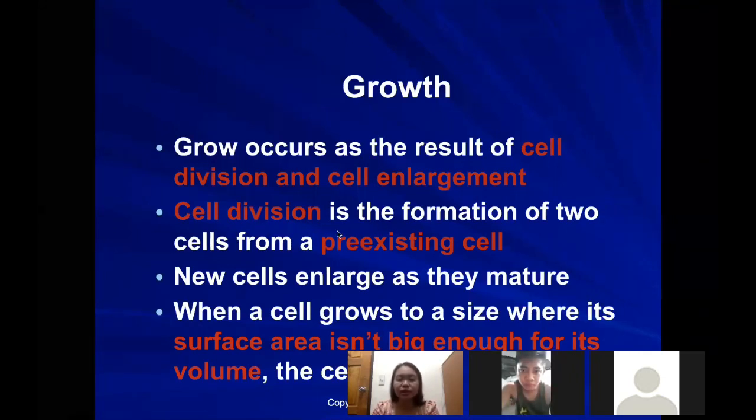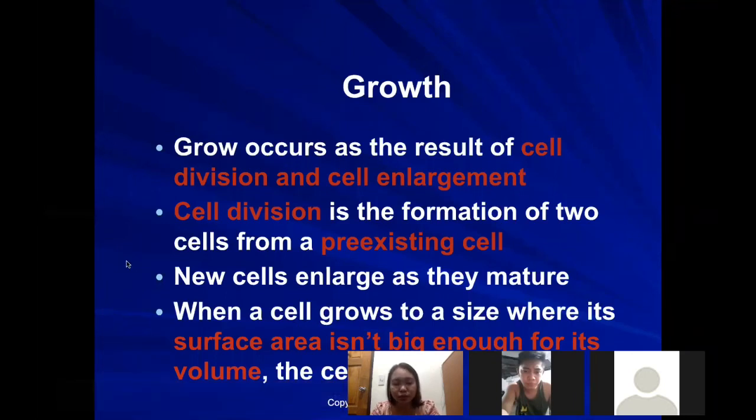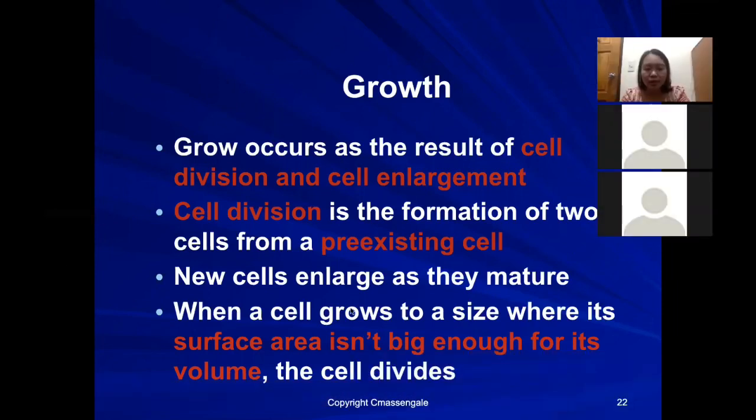Cell division is the formation of two cells from pre-existing cells. So they just divide. We will talk about a lot of cell division later when we talk about genetics. New cells enlarge as they mature. When a cell grows to a size where its surface area isn't big enough for its volume, then the cell divides. So that's how growth occurs.